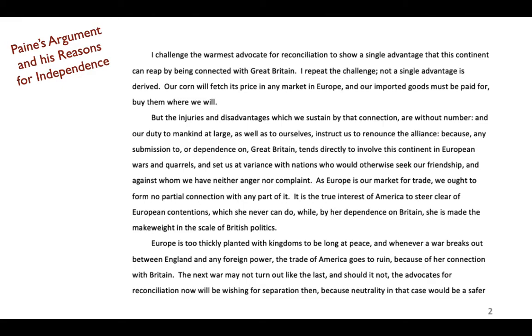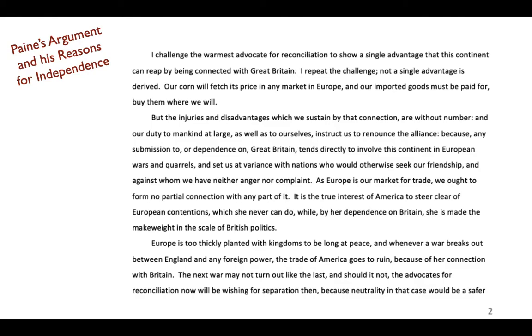But the injuries and disadvantages which we sustain by that connection are without number, and our duty to mankind at large, as well as to ourselves, instruct us to renounce the alliance, because any submission to or dependence on Great Britain tends directly to involve this continent in European wars and quarrels, and set us at variance with nations who would otherwise seek our friendship, and against whom we have neither anger nor complaint.